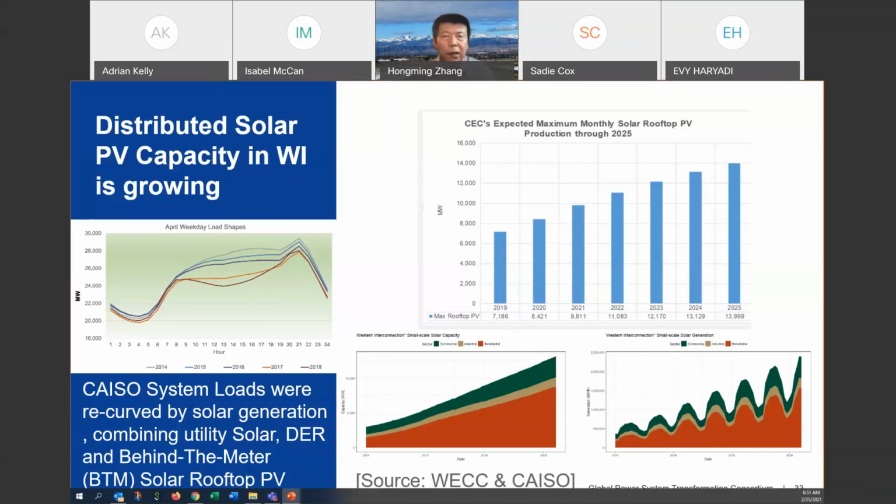I didn't put the slide for the utility scale. Utility scale solar in the Western Interconnection is about 20 gigawatts right now, and it could increase 80%, nearly doubling, in the next 10 years. And then wind generation is 25 gigawatts and could increase another 60 to 80%. So you can see the overall renewable generation increasing fast in the Western Interconnection.